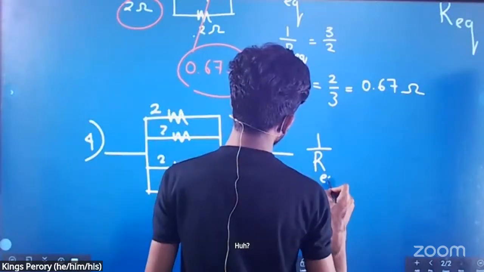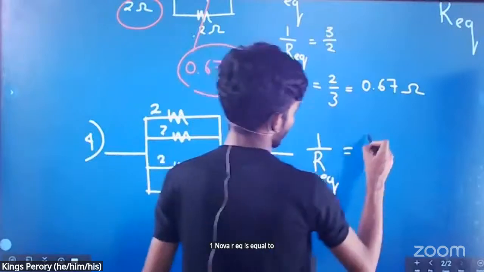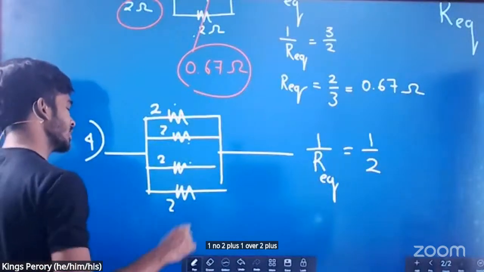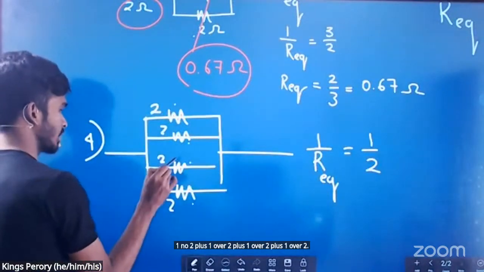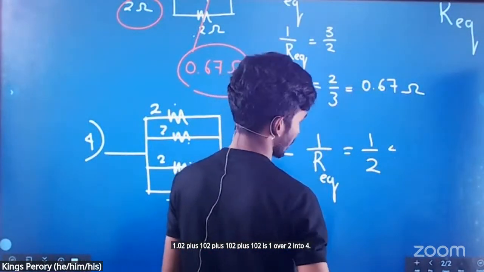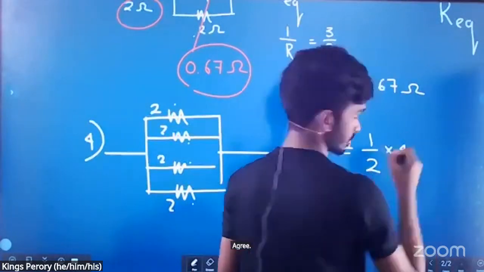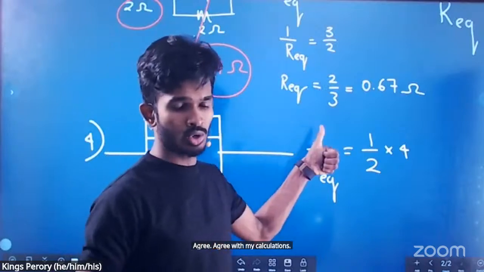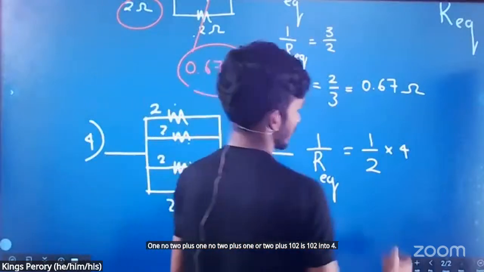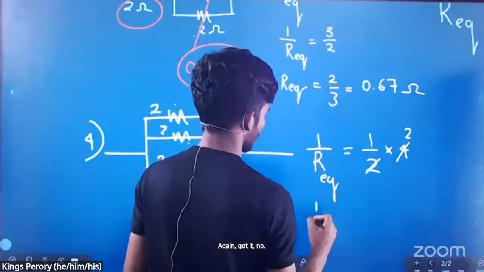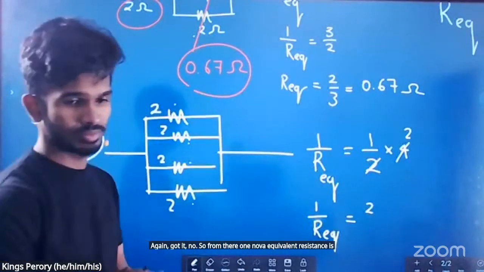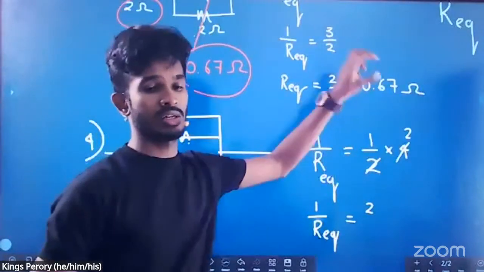1 over Req is equal to 1 over 2 plus 1 over 2 plus 1 over 2 plus 1 over 2. That is 1 over 2 into 4. Agree with my calculation? Now again, cut it, no? 2. So from there, 1 over equivalent resistance is 2. This and this cancel off, you get 2.